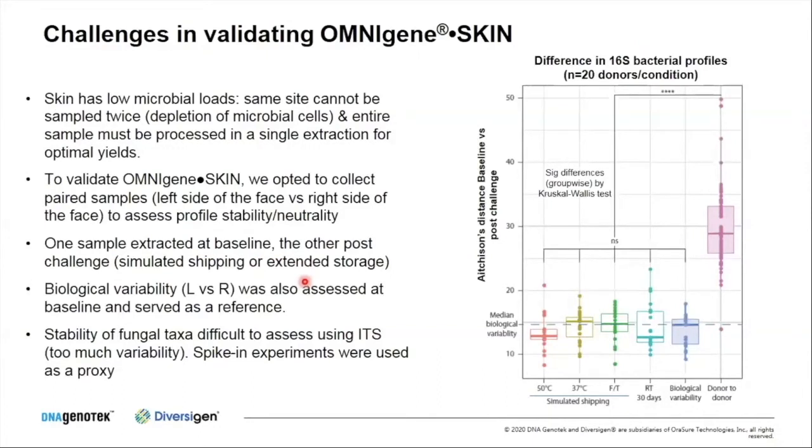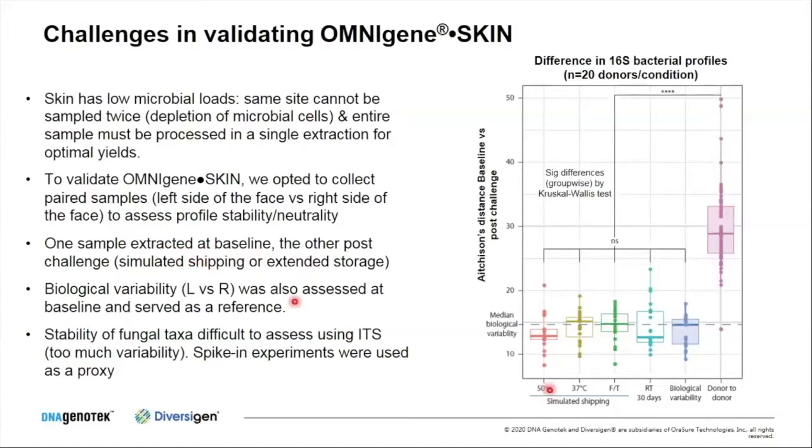What we ended up doing is we chose to collect paired samples from the left and the right side of the face of healthy donors, and we used 20 donors per condition. And we used those sample pairs to assess profile stability and neutrality. One of the two samples was extracted at baseline, and that was considered to be the ground truth, while the other one was extracted post-challenge, and challenge would be either simulated shipping or extended storage at room temperature.